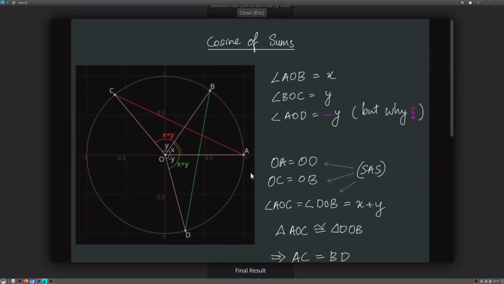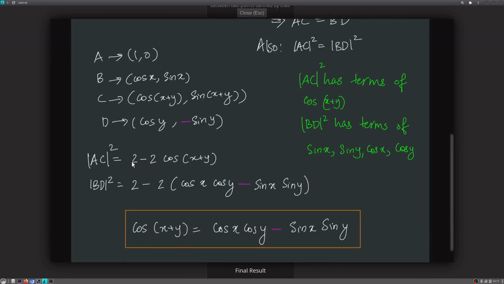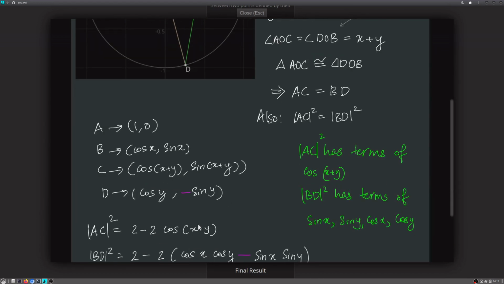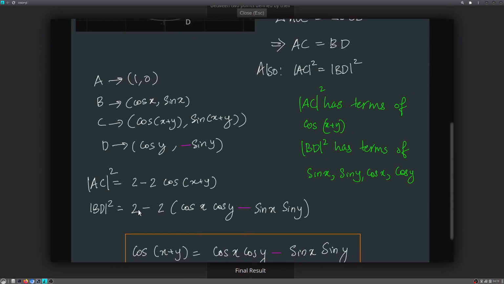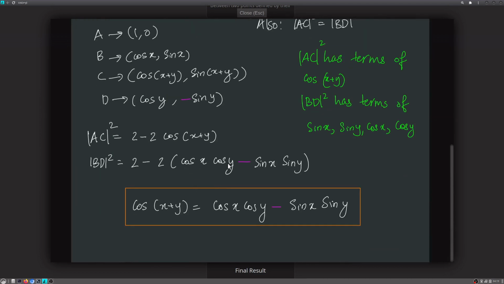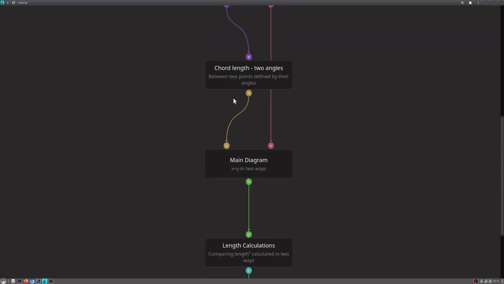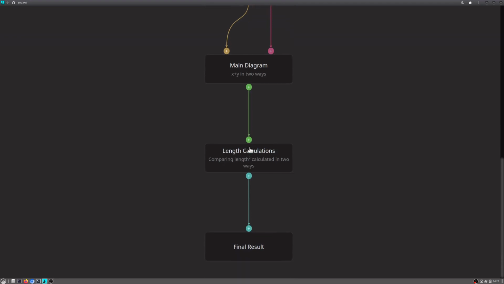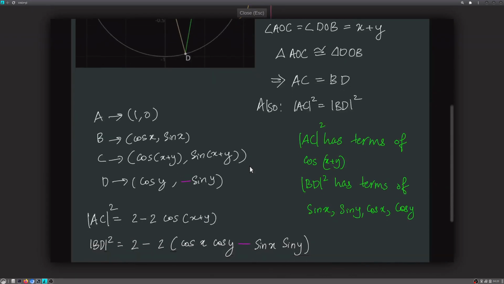So now let's do the length calculation. The AC square would be, again, we are not doing the length, we are doing the length square. AC square is 2 minus 2 cos(X plus Y). Why is that? Because this angle is X plus Y. That's why X plus Y is sitting here. And BD square is 2 minus 2 times (cos X cos Y minus sin X sin Y). If this D was sitting here and if this angle was plus Y, then this would have been cos X cos Y plus sin X sin Y, like we have seen here. But since Y is sitting on the other side, we got this term to be minus.